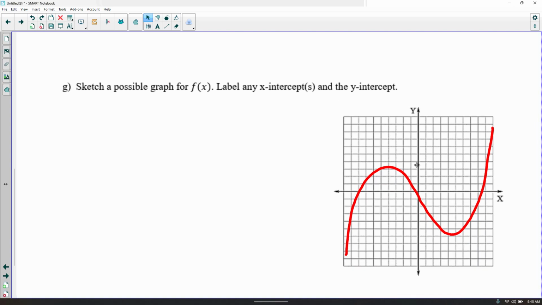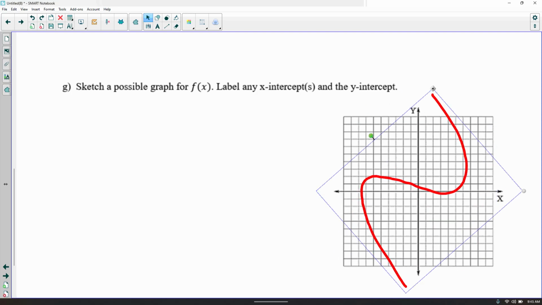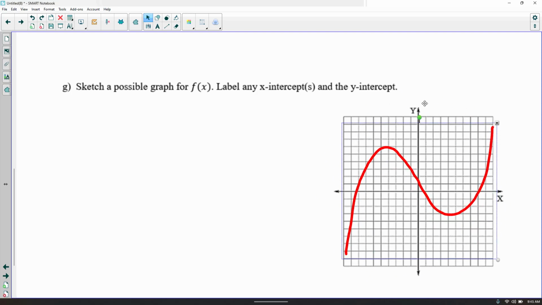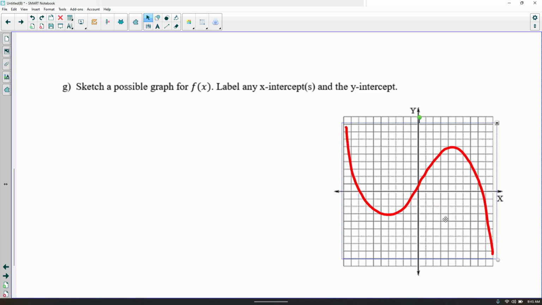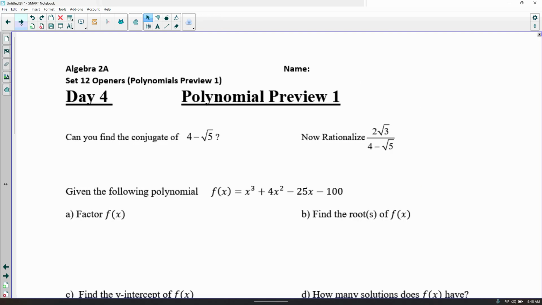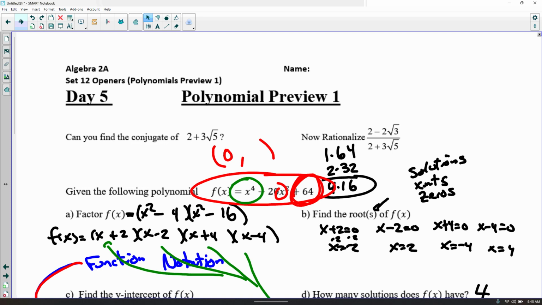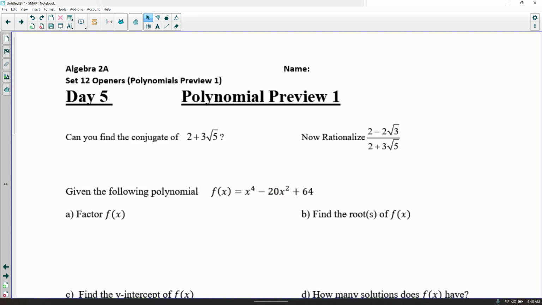I can't fold that to be the same. If I take that one right there and I flip it left to right, see? It's upside down. It didn't rotate. It's a rotational symmetry. So that one would have what we call rotational symmetry or an odd function. All right, enough playing around with that. We want to go to our notes.